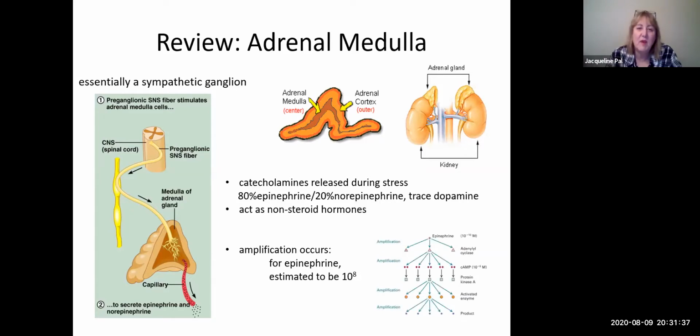What's interesting about this is we have something called amplification. In other words, it's not a 1-to-1 ratio. So if you look at this diagram in the bottom right corner, what you will notice is when a certain amount of epinephrine is released, by the time it goes through, remember the second messenger systems and all the protein hormones have to do, you end up with a lot more product than the amount of epinephrine you started with.